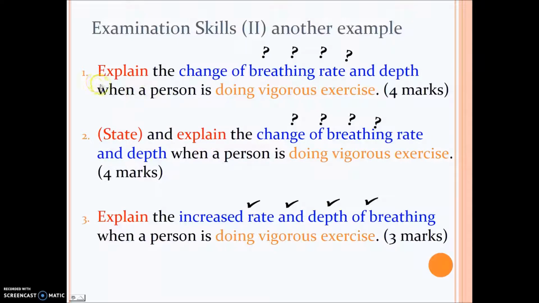In this case, the action verb "state" is omitted in question 1, but it doesn't mean that you do not need to answer it. You still need to state the changes and then explain the changes. And for question 3, because the change has been mentioned, an increase in the rate and depth of breathing when a person is doing rigorous exercise, you should focus on the explanation. That's one of the examination skills.